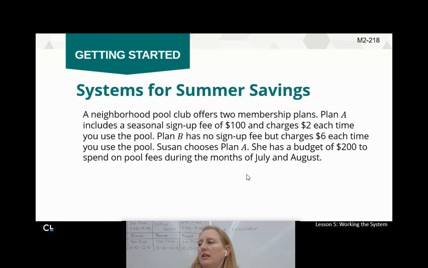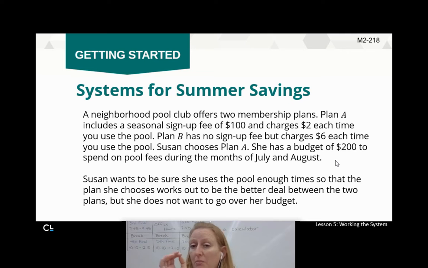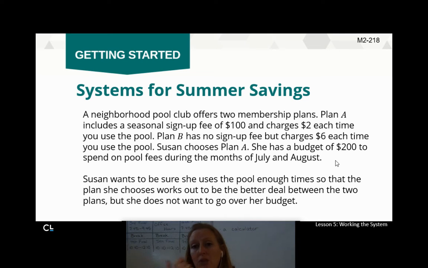Now, Susan chooses plan A. She has a budget of $200 to spend on pool fees during the months of July and August. Now, Susan wants to be sure she uses the pool enough times so that the plan she chooses works out to be the better deal between the 2 plans, but she does not want to go over her budget. Fair enough. So this sounds like a complicated situation, that too.